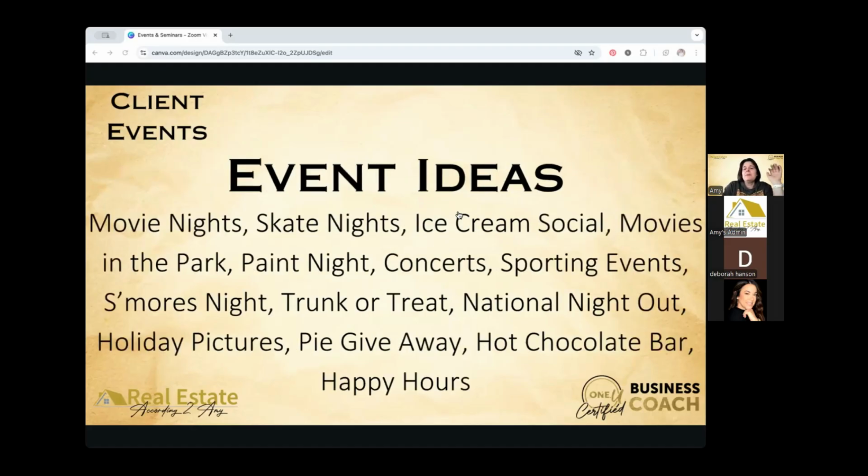They could be big events where everyone comes at the same time, something like movie nights where you rent out a theater. You could do skate nights, ice cream socials, movies in the park, paint nights, concerts, sporting events, trunk or treat events, national night out, s'mores nights, right? So there's so many, that's just a very small sampling of the different types of events that you could do. Or you may do events which allow those invited to trickle in over time, right?